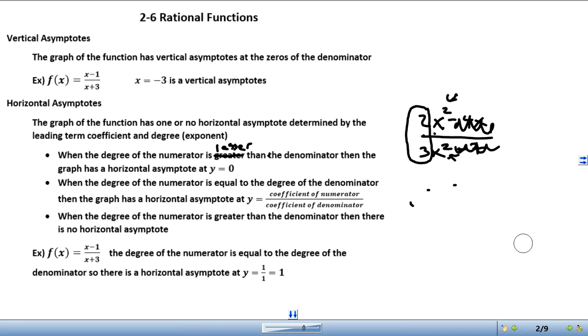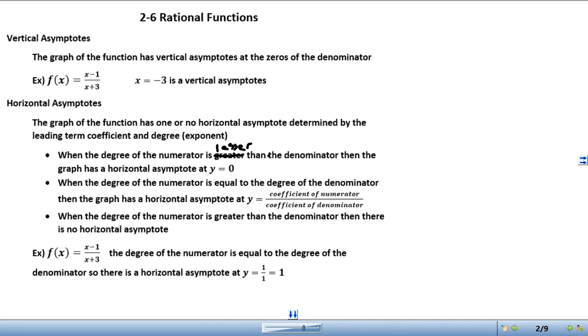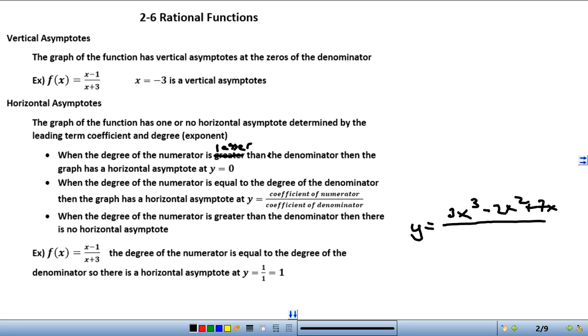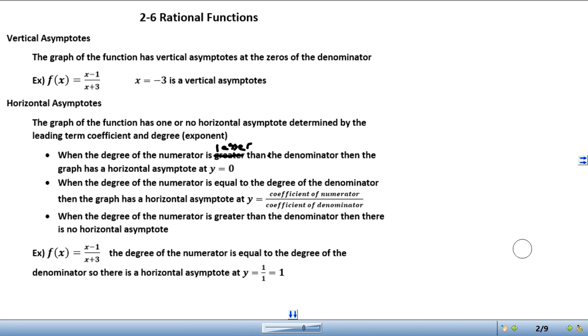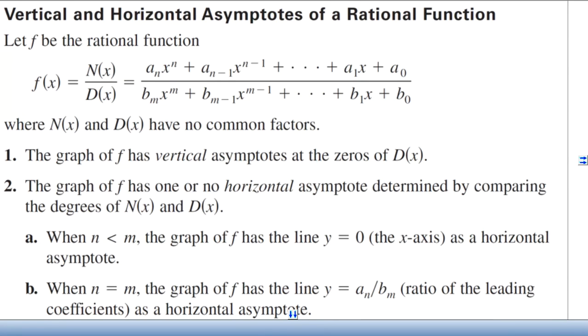Now, if the degree of the numerator is larger than the denominator, then there is no horizontal asymptote. So for instance, if I have y equals 3x cubed minus 2x squared plus 7x, all over x minus 1, well, the degree of the numerator is larger than the degree of the denominator. As a result, I'm not going to have any horizontal asymptote because the degree of the numerator is larger than the denominator. So that's basically that with horizontal asymptotes.